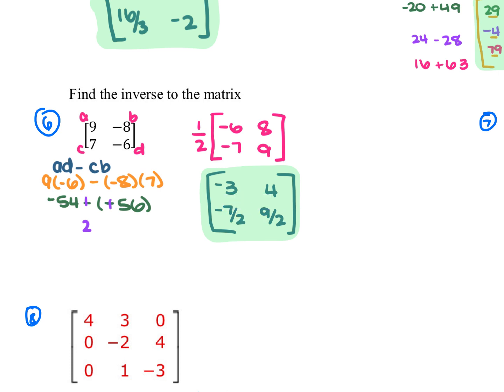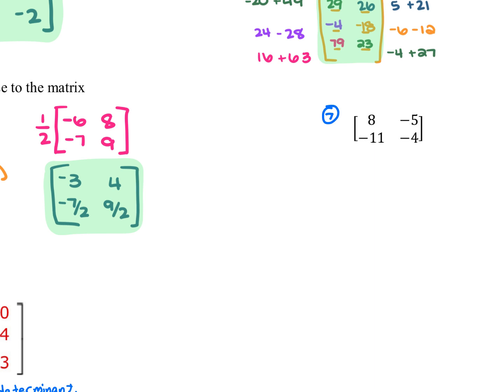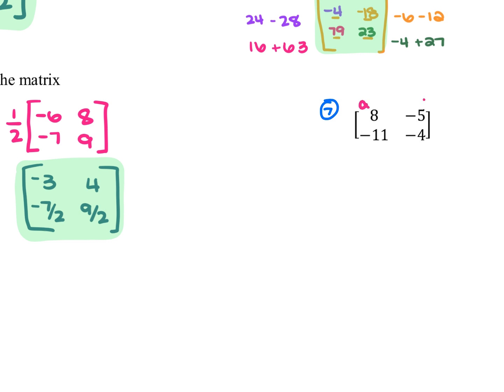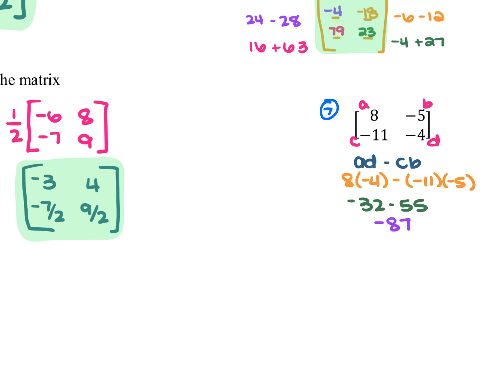For number 7, we are given the matrix 8, -5, -11, -4. So I'm going to label first A, B, C, D, and find A times D minus C times B. So it's going to give us 8 times -4 minus -11 times -5. The 8 times -4 is -32. The 11 times 5 is 55. So we're doing negative 32 minus 55, which gives us a negative 87.